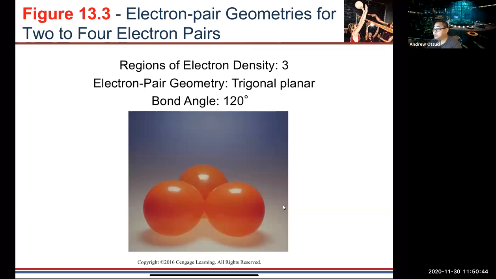Now, regions of electron density 3, so 3 balloons, 3 groups, 1, 2, 3, trigonal planar, 120 degrees. So you should be able to do this for any central atom. Okay.